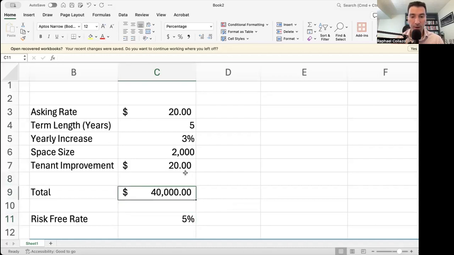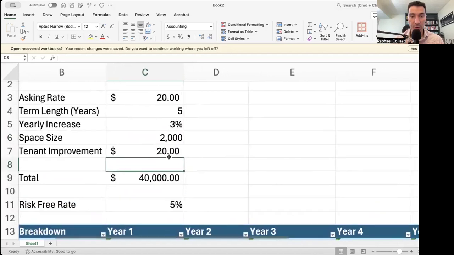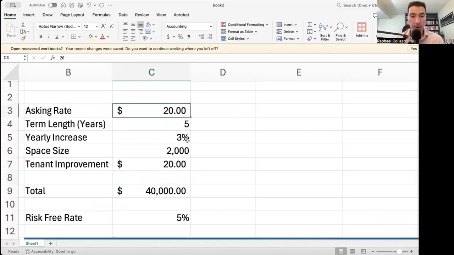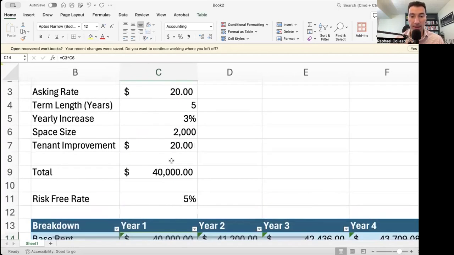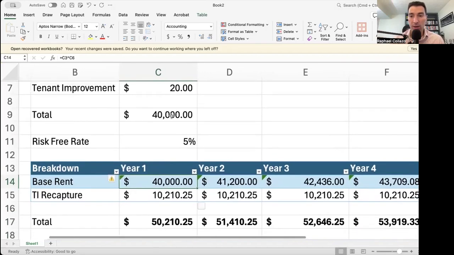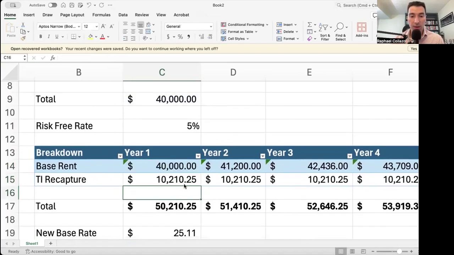So here's the quick analysis so you can see what I'm talking about. This is the base rent, which would be your $20 a square foot times the 2,000 square feet of space. So that's $40,000 a year in base rent. Now the total tenant improvement, as I said before, is $40,000 compounded at 5% over a 5-year period. Then you divide that by 5 to give you an even amount per year, and based on that analysis, it will be $10,210.25 that is now spread out over the 5-year period.